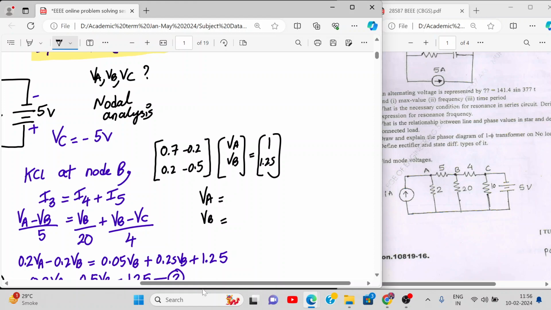How much is the answer? VA is... tell me in fraction form, that is fine. VA is how much? 25 by 31. Yeah, and VB? Minus 135 by 60. Yeah, so that's correct. So VA voltage is 25 by 31 volt.